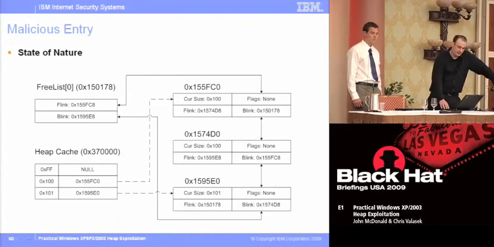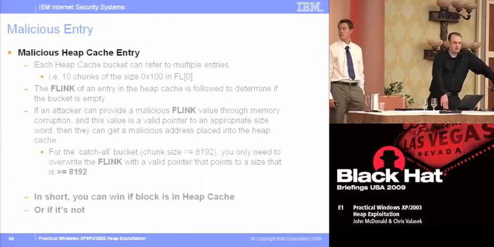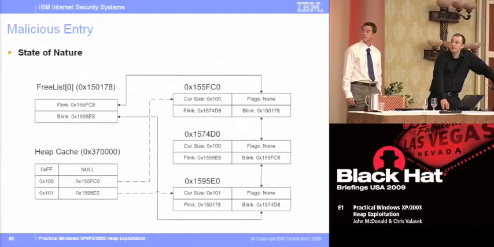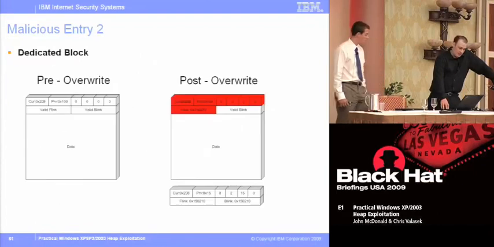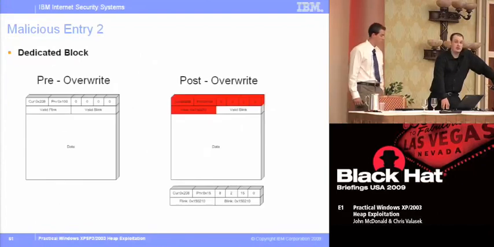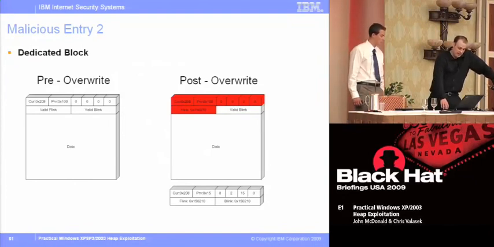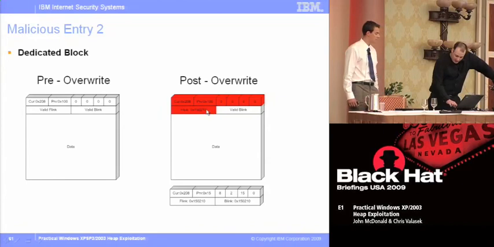So this is a slightly different variation on the attack. What we're doing here is we're trying to actually get an invalid value in the heap cache. You can do this for the dedicated heap cache entries or for the catch-all block. And here we show what we do for the dedicated block. You can see that we overwrite the F-link with an address at the base of the heap, 150.210, which we represent here to show what that looks like logically.